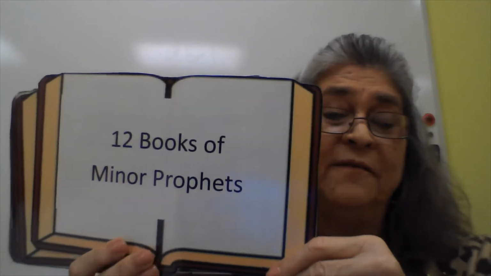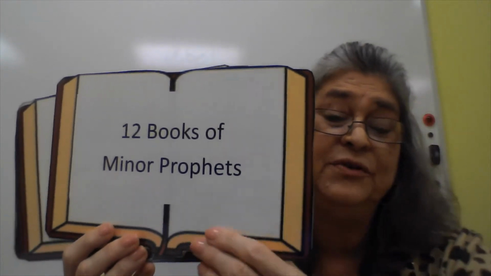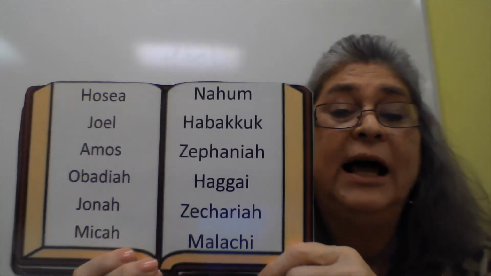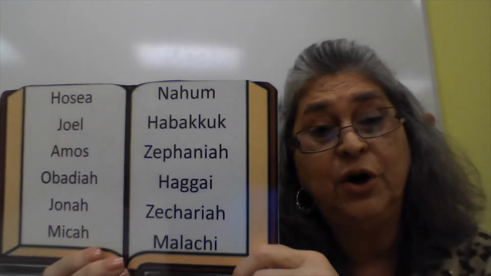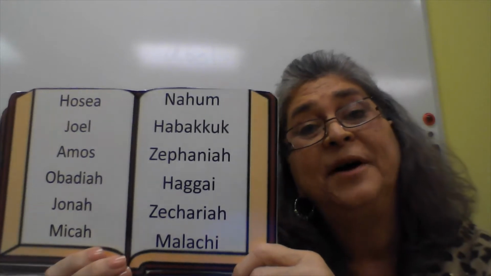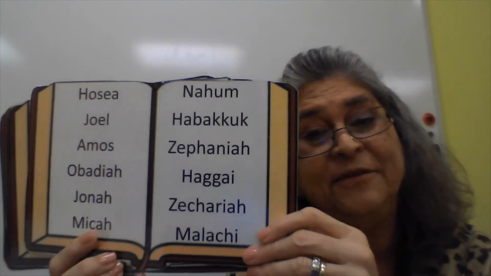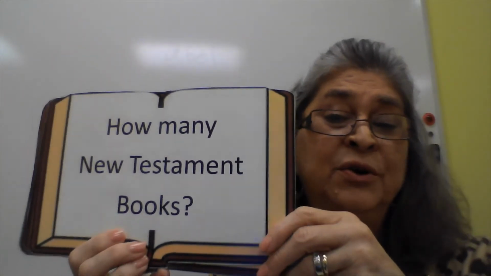12 books of minor prophets. And if you can sing them, you can do that too. What are they? Hosea, Joel, Amos, Obadiah, Jonah, Micah, Nahum, Habakkuk, Zephaniah, Haggai, Zechariah, Malachi. Very good.